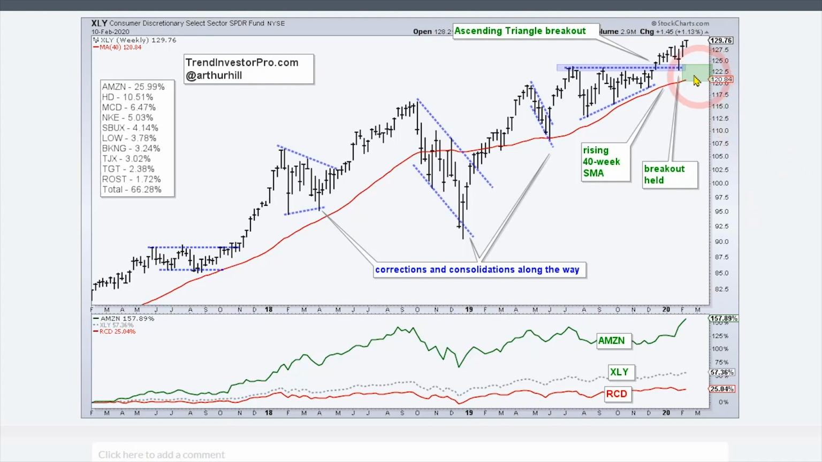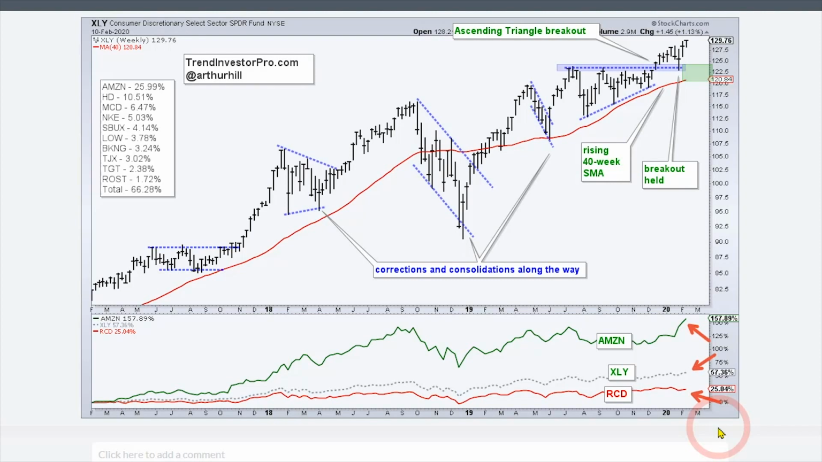I would put a support zone in this 120, 123.4 area because you got the rising 40-week coming in here and broken resistance turning support. So that's the first level to watch for a longer-term trend reversal in XLY. And then if you look at the performance at the bottom, this is the performance since February 2017 for Amazon. It's up 158%. XLY is up 57%. And there you can see the lowly RCD, the equal weight consumer discretionary SPDR. It's only up 25%. But hey, 25% for a broad sector over a 3-year period is not shabby.